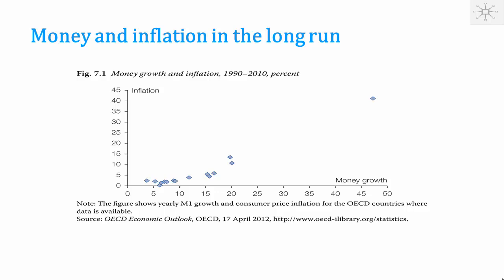However, if we look a little bit more closely, we can look at the countries with money growth below 10%. Well, there you don't see much of a correlation. There they have money growth rates between around 3 and 9%, but they all have about the same inflation rate, around 2 or 3%. So clearly there are other things going on. So what could it be?